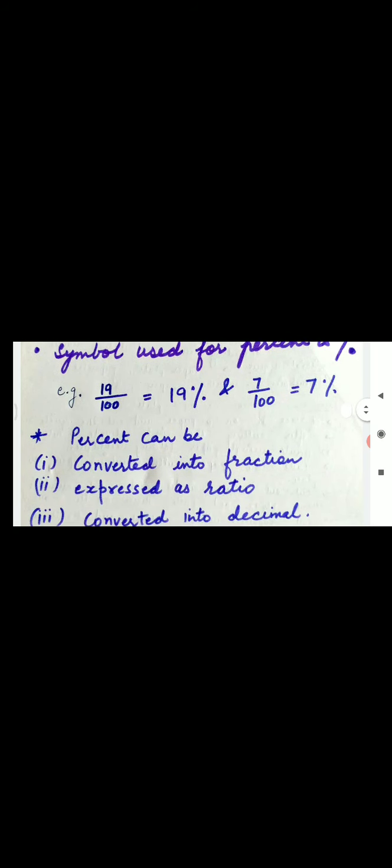For example, if I have a fraction 19 out of 100, I can write it as 19%, or 7 out of 100 can be written as 7%. Today we are going to learn that a percent can be converted into a fraction, expressed as a ratio, and converted into a decimal. Let me do some examples. First question is 4%.